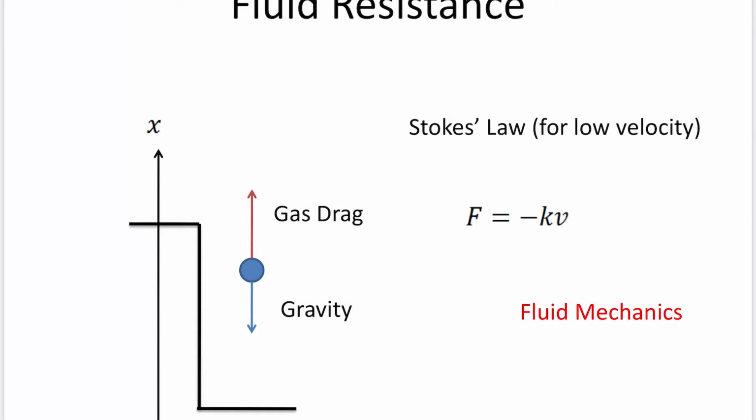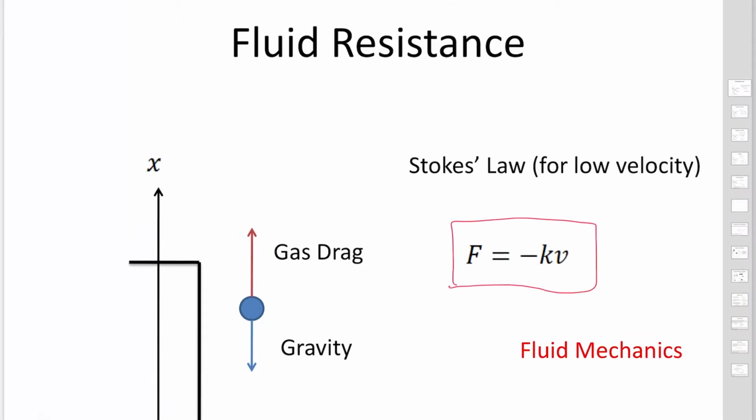The really simple expression to describe the fluid resistance was discovered by Stokes. But this law applies when the falling speed of an object is really slow. The force is proportional to v, the velocity of an object. Fluid resistance is always in the opposite direction with respect to the velocity. If the particle is moving in this direction, the fluid resistance has the opposite direction, so you have to put a negative sign. K is a positive quantity, a positive parameter.